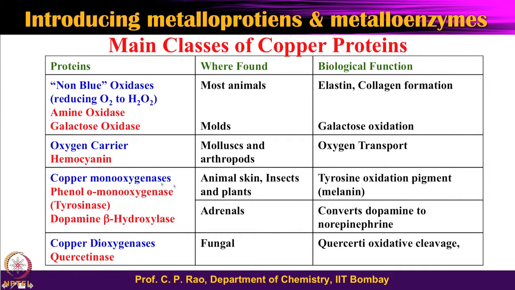And you also have, like in iron, monooxygenase and dioxygenase. Monooxygenase will add only one oxygen, and dioxygenase will add both the oxygens of the O2, and some of the corresponding reactions are shown here. Tyrosine oxidation will give some form of oxidized product which will further convert into melanin. Okay. So, dopamine to norepinephrine. This happens in the brain of the human. And for dioxygenase, quercetin oxidative cleavage, these are present in fungi.